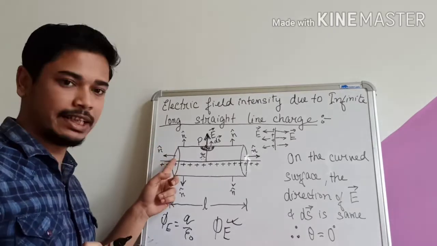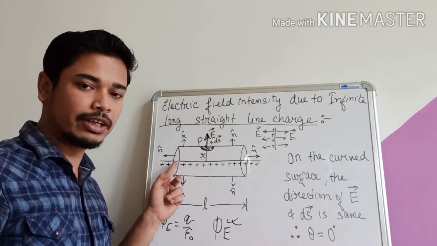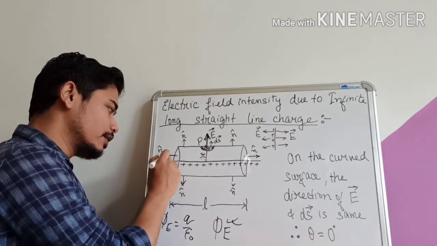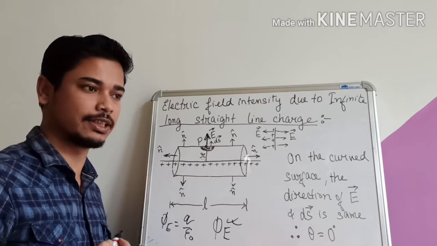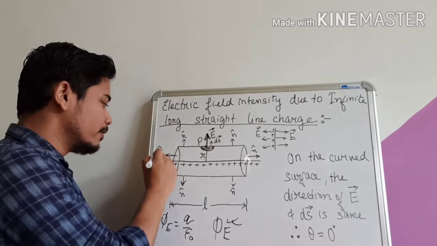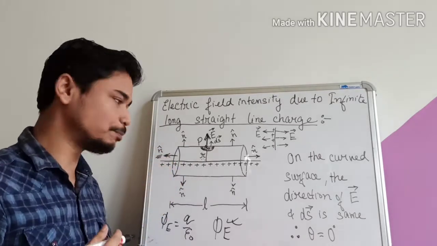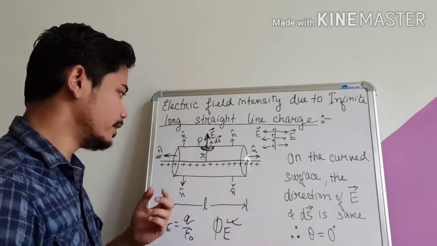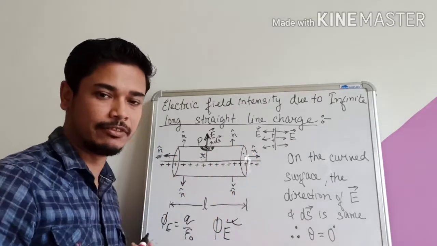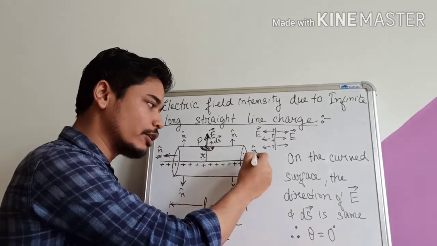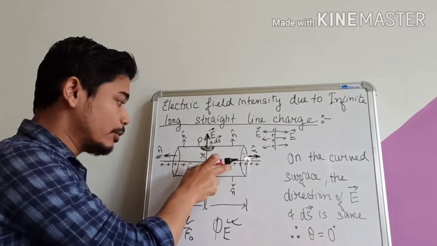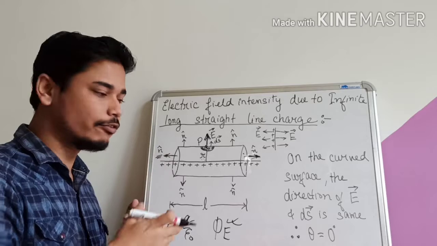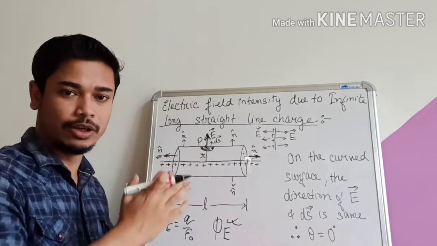For this surface area, what will be the direction of the area vector? The area vector will be along this direction, which is perpendicular to the surface or normal to the surface. So we have written a unit vector for the area. Similarly, for the second flat surface, the direction of the area vector will be along this direction.